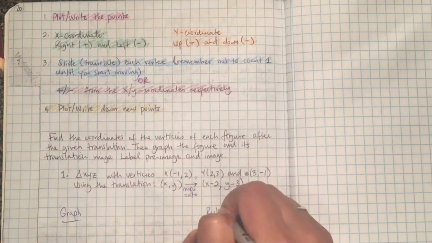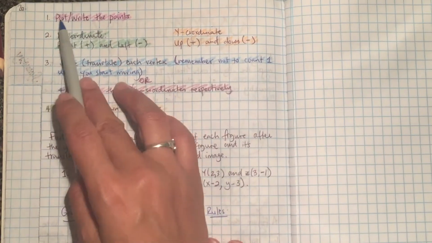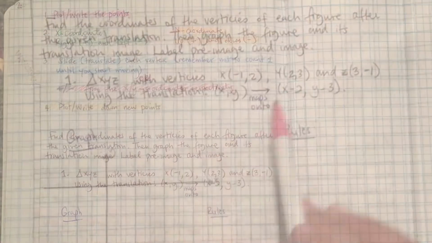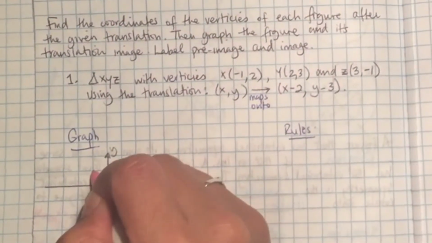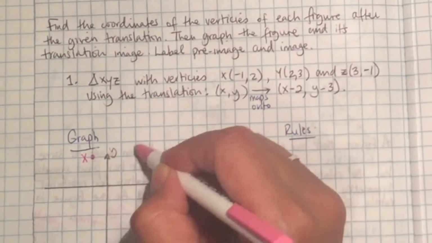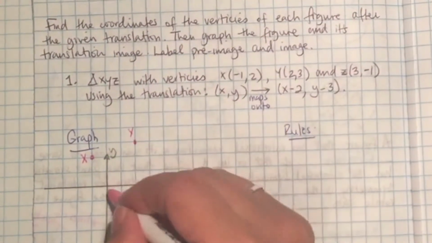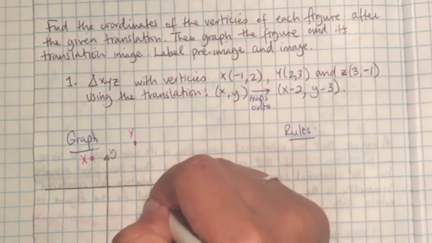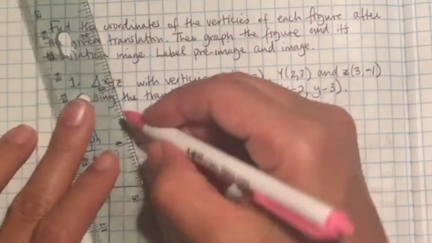So the first thing we're going to do is plot the points. There are two ways we're going to do this. So you see that's why it has a slash. We're going to graph and then we're going to use the rules. So we're going to graph -1, 2, 2, 3. So that means 1, 2, and then 1, 2, 3. That's Y. That one's 3, 1, 1, 2, 3, -1. That's Z. Go ahead and join those lines up.